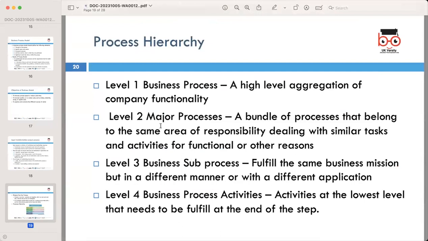Process hierarchy, again. Level 1, a high level aggregation of the company functionally. Level 2, major process, a bundle of processes that belong to the same area of responsibility, dealing with smaller tasks and activities for functional or other reasons. Level 3, business sub process, fulfill the same business mission but in a different manner or with different applications. Then level 4, business process activities at the lowest level that need to be fulfilled at the end of the step.